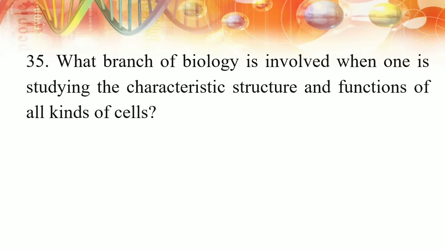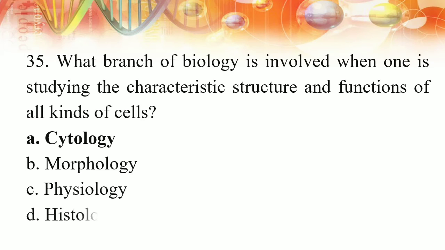Number 35. What branch of biology is involved when one is studying the characteristic structure and functions of all kinds of cells? A. Cytology, B. Morphology, C. Physiology, D. Histology. Histology is the study of the composition and structure of plant and animal tissue. Physiology is the study of the normal functions of humans and animals and their parts. Morphology is the study of the forms. Cytology is the study of all kinds of cells, such as their structure and functions, which means to say that cytology is the correct answer.